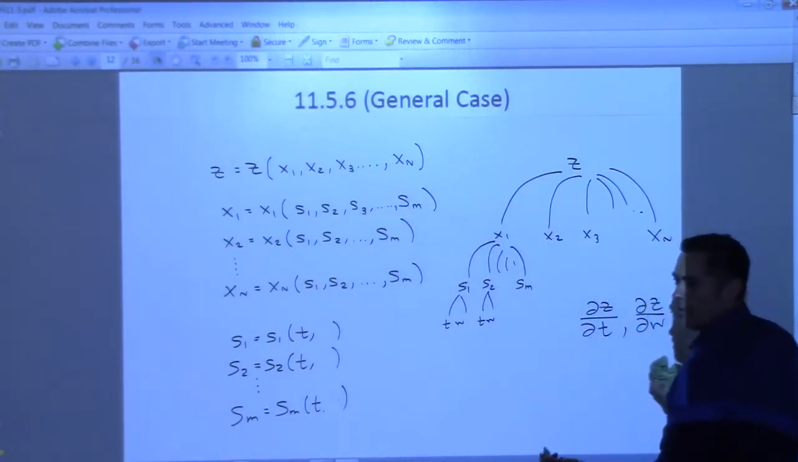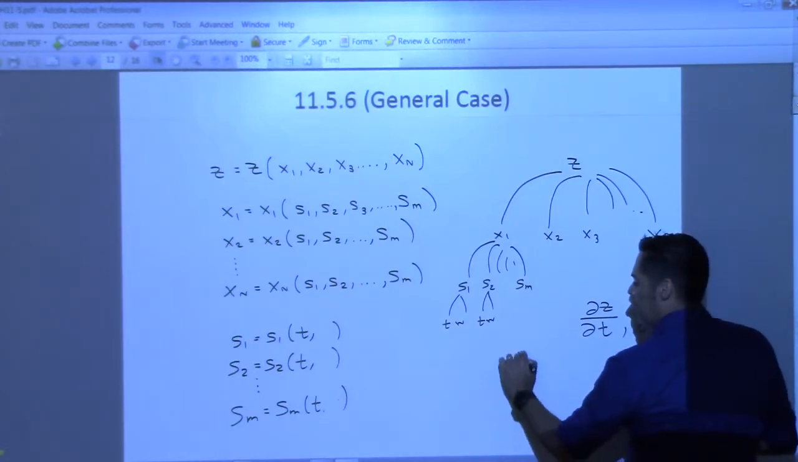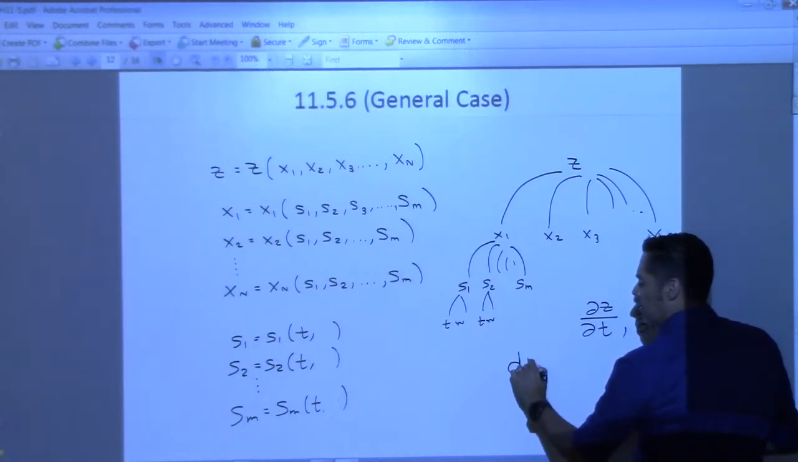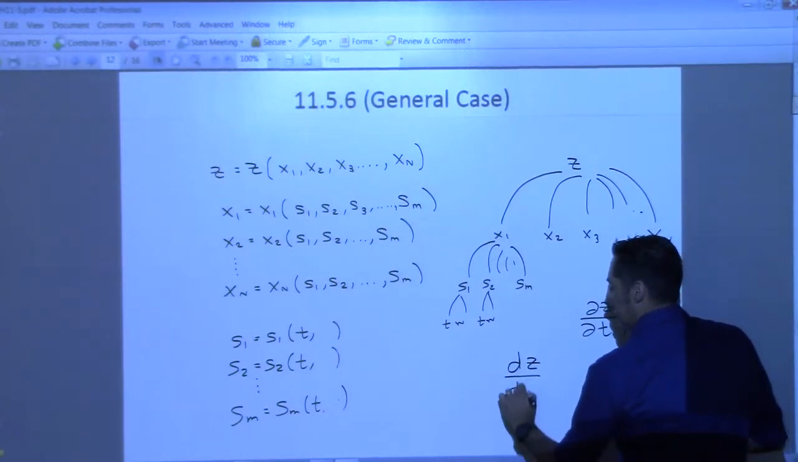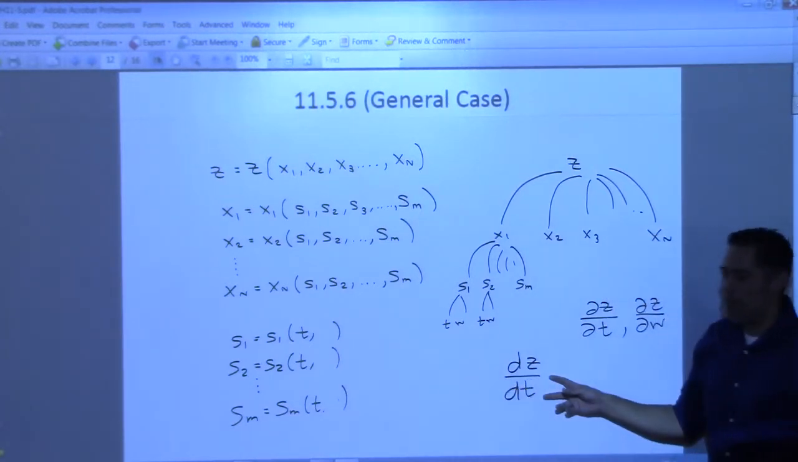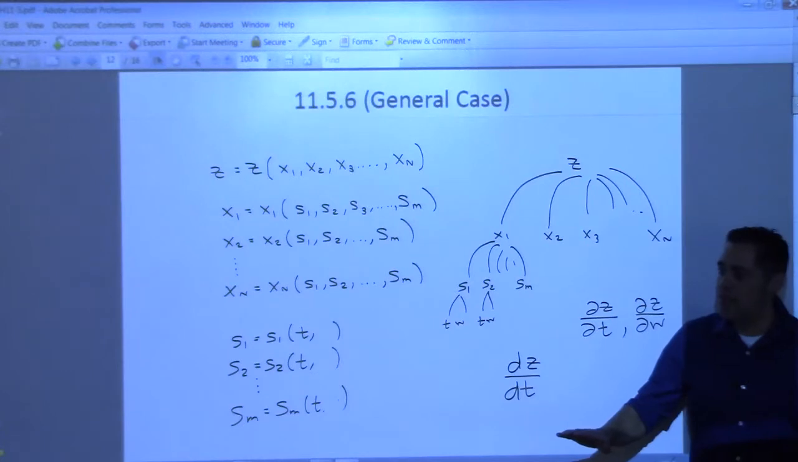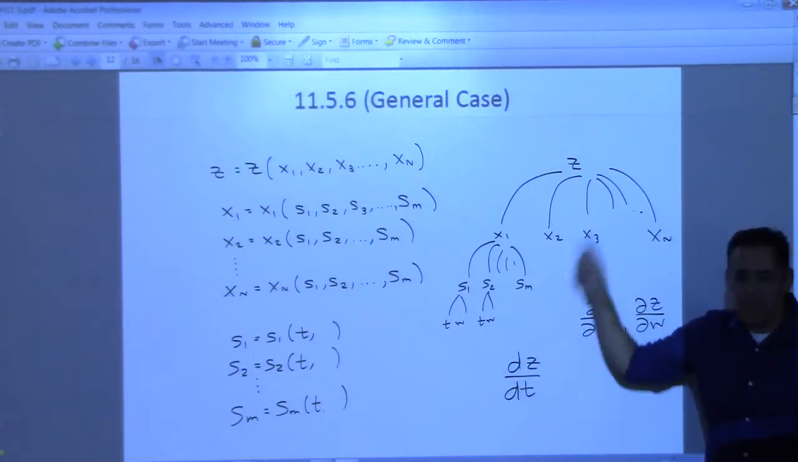Then what's the only derivative possible? Partial Z over partial T. Is it partial? Oh, D over. It would just be dz dt, because ultimately we don't have to hold anything constant ever. You just go down the branch. You just go down every single branch.